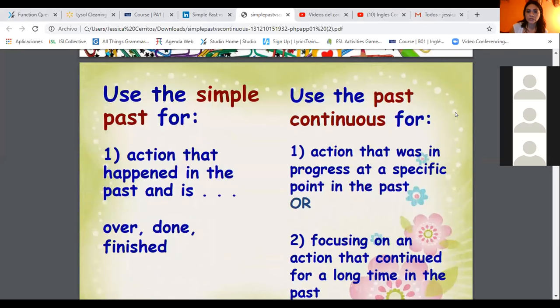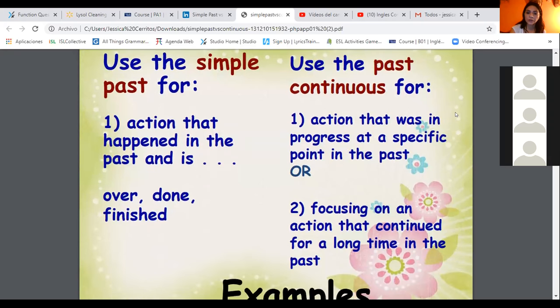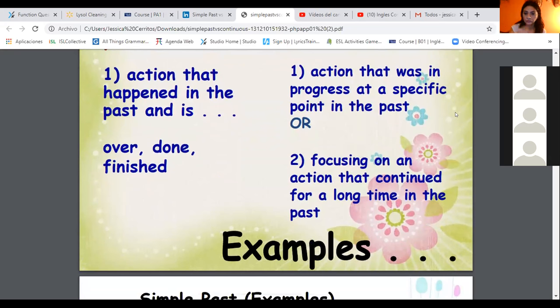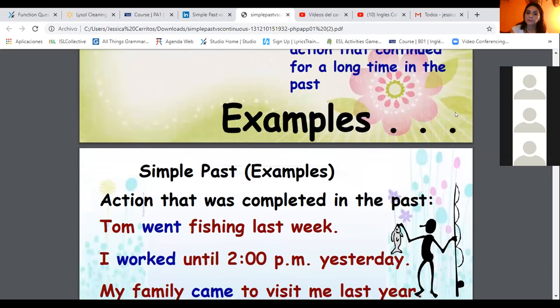Let me see, Selena, can you read: use the simple past for? Was for actions that happened in the past and are over, done, finished. Okay, very good. Then we have use the past continuous for. Rocio, can you read it, please? Use the past continuous for an action that was in progress at a specific point in the past, or focusing on an action that continues for a long time in the past. Okay, very good. Then we're going to see examples, simple past examples.